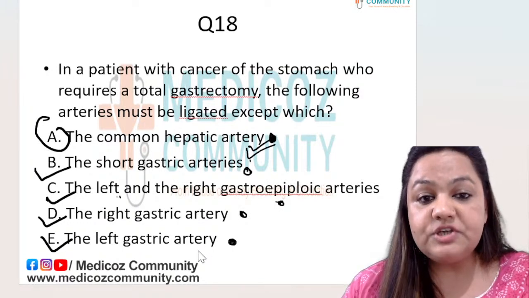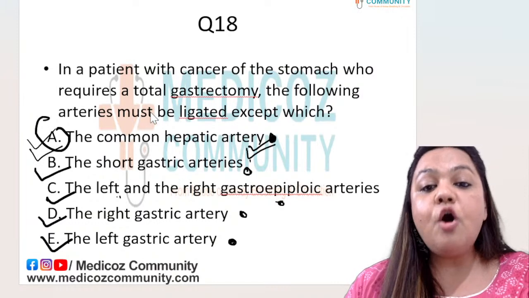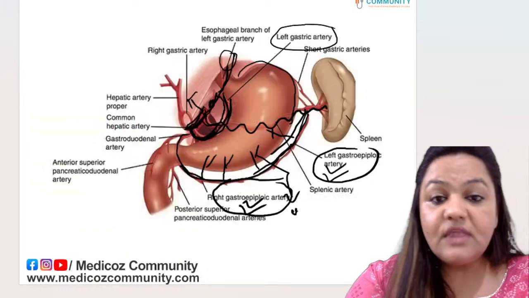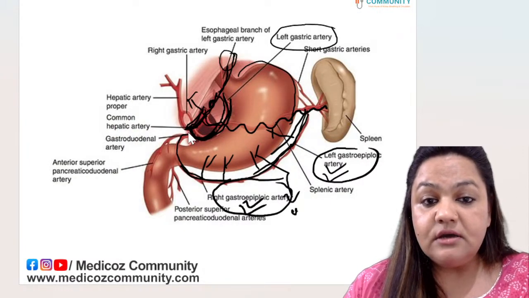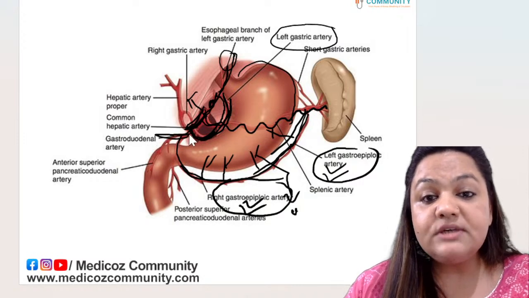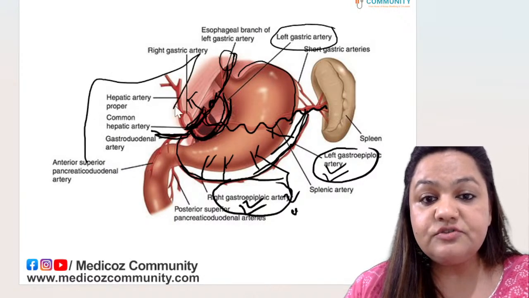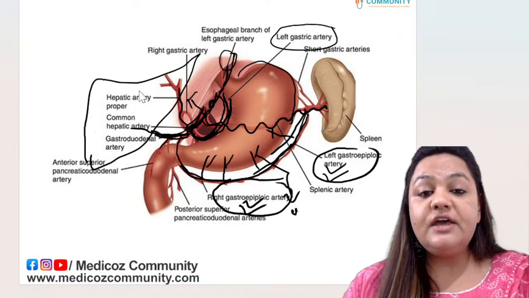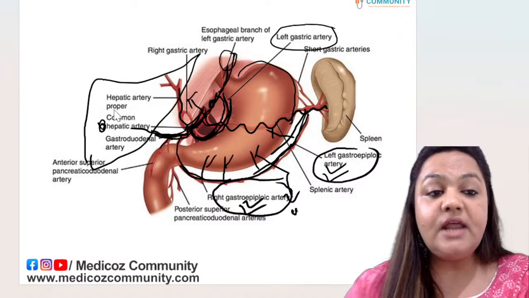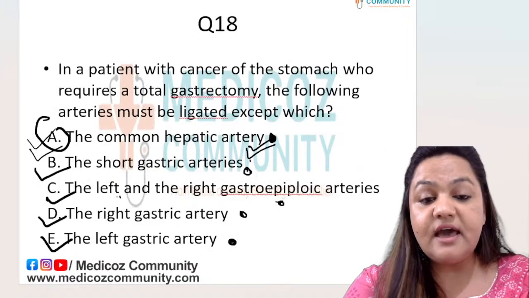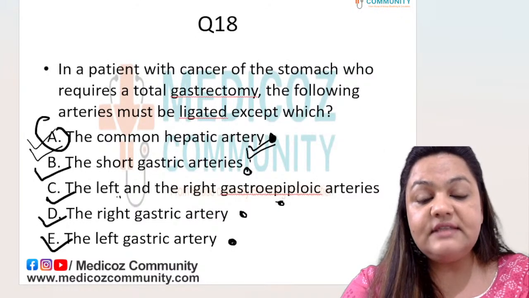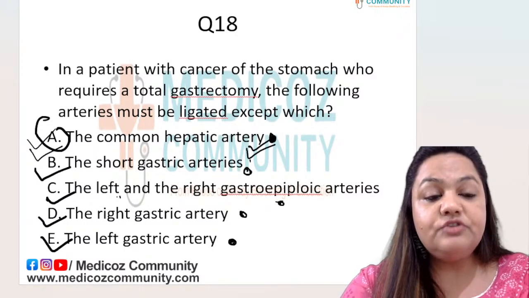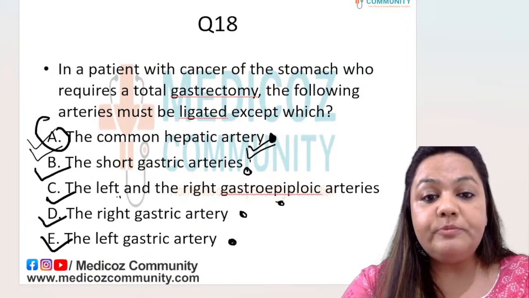So the answer for this question is option A, the common hepatic artery, which arises from the celiac trunk. This common hepatic artery goes towards the right side, because ultimately it has to supply here, and it divides into the hepatic artery and gastroduodenal artery. So there is no need to ligate this common hepatic artery. Apart from it, we need to ligate all the arteries in the options, because all these arteries are arranged around the greater and lesser curvature of the stomach. So the answer is common hepatic artery, option A.